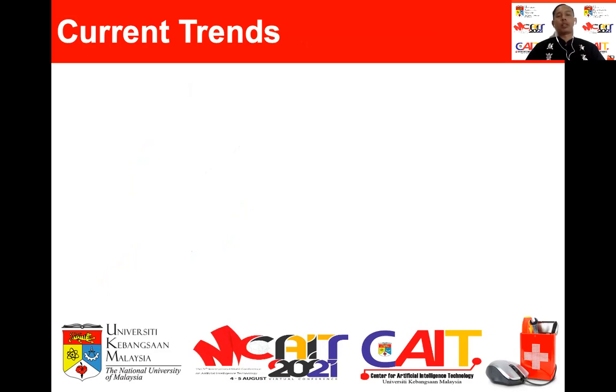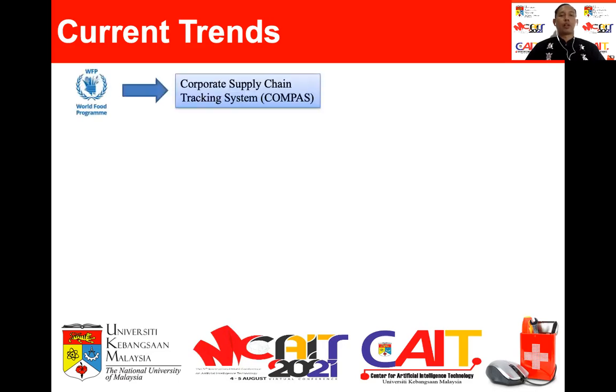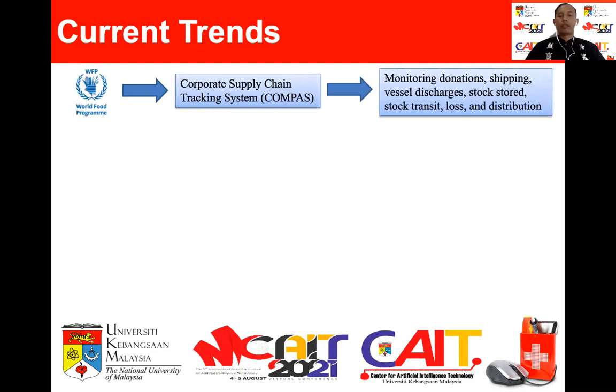So I would like to explain a little bit about the current trends. Several humanitarian organizations and institutions dealing with disaster relief have used IT and IS to automate their supply chain system. For example, World Food Program built a corporate supply chain tracking system, which they call Compass, and officially implemented since January 1997. The benefit of this system is monitoring donation, shipping vessel discharge, stock store, stock transit, loss and distribution.